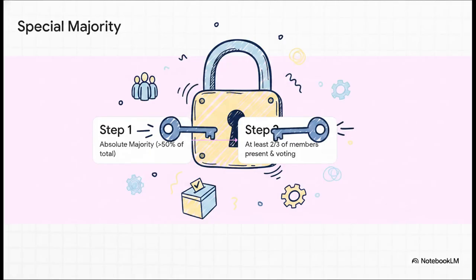However, for the most serious actions a democracy can possibly take, the Constitution creates a lock that requires 2 keys to turn at the exact same time. This is a special majority. To pass, a resolution needs an absolute majority, so more than 50% of the total House strength, and simultaneously, it has to be supported by not less than 2/3 of the members actually present and voting.